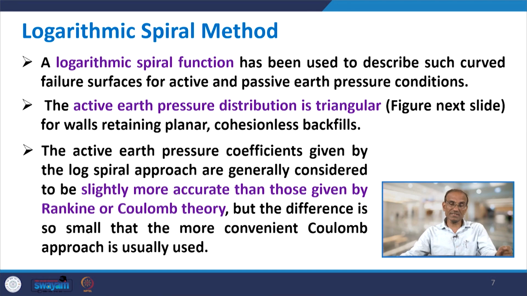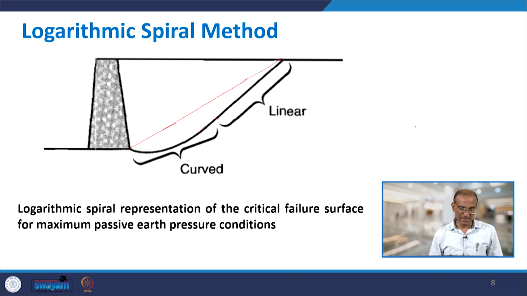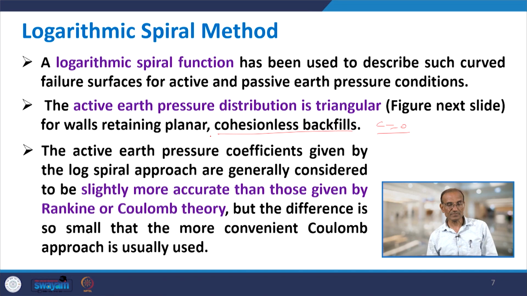A logarithmic spiral function has been used to describe such curved failure surfaces for active as well as passive earth pressure conditions. The active earth pressure distribution is triangular, as we just saw in the figure, for walls retaining planar cohesionless backfill. So, this is again for cohesionless backfill, that means we are assuming c equal to 0. When c equals 0, you get this kind of variation. The active earth pressure coefficients given by the log spiral approach are generally considered to be slightly more accurate than those given by Rankine or Coulomb theory, but the difference is many times so small that the more convenient Coulomb approach is usually used.